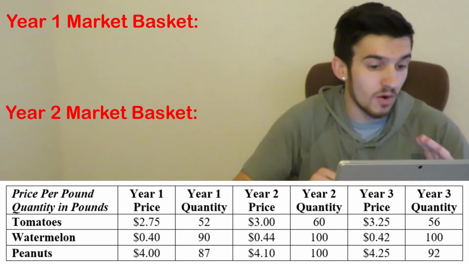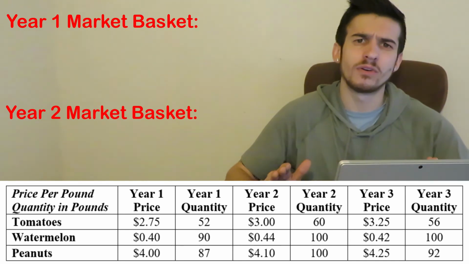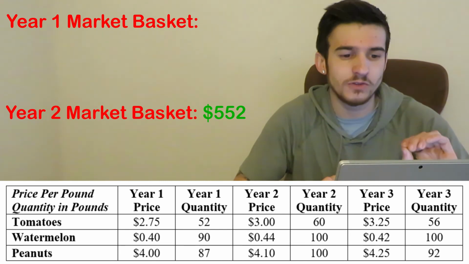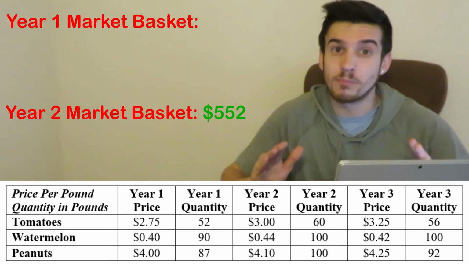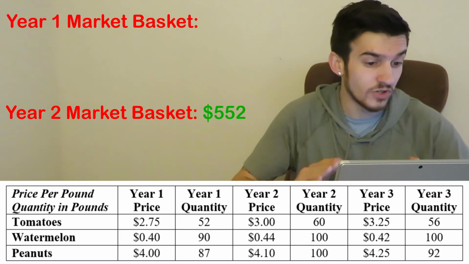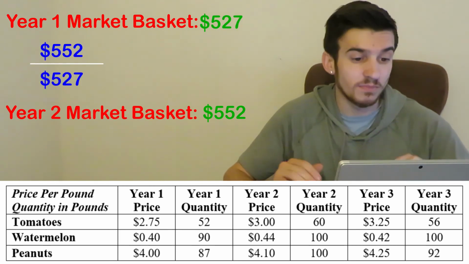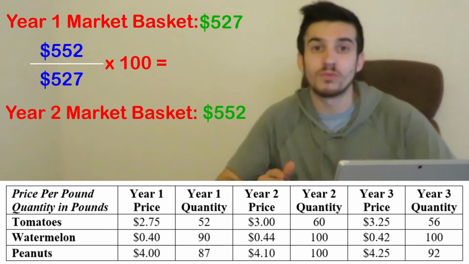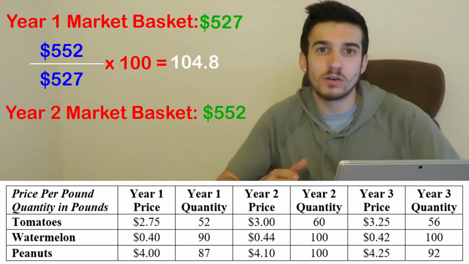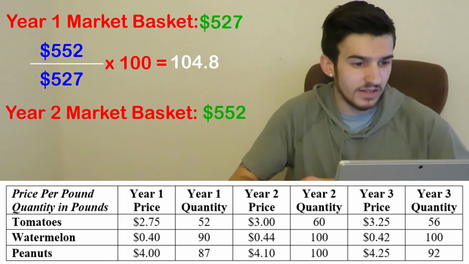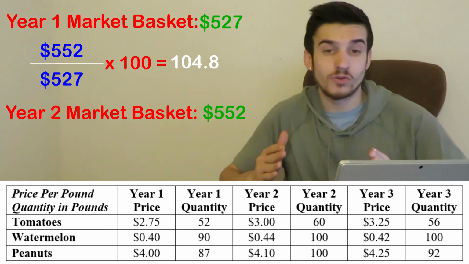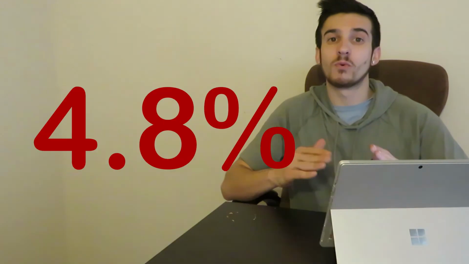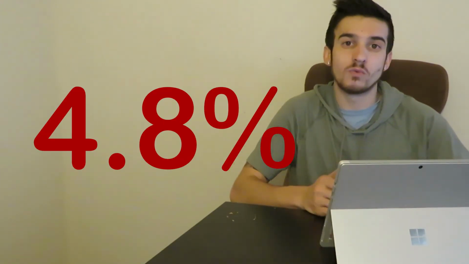So for year 2, our market basket is about $552. So what we're going to do is take that 552.3 and divide it by our base year market basket of 527. We're then going to multiply that by 100 to get a price index value of 104.8. With a base year price index of 100 and a year 2 price index of 104.8, we can now conclude that this shows an inflation rate of 4.8% between year 1 and year 2.